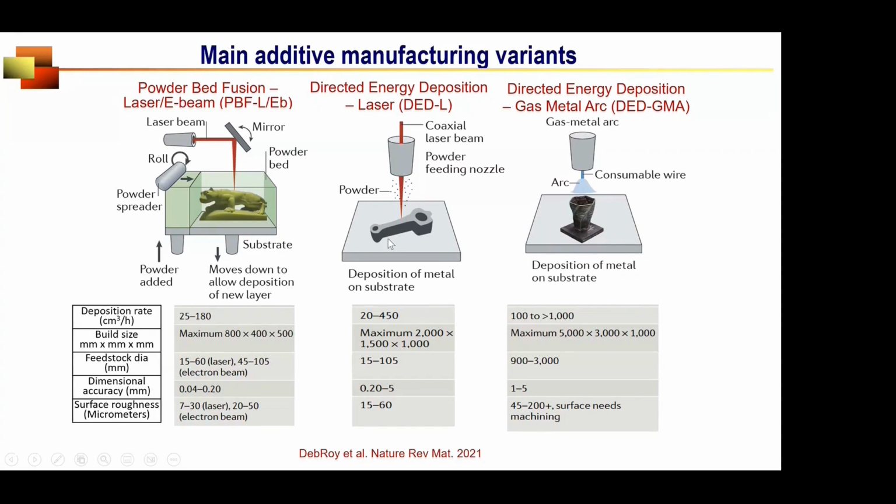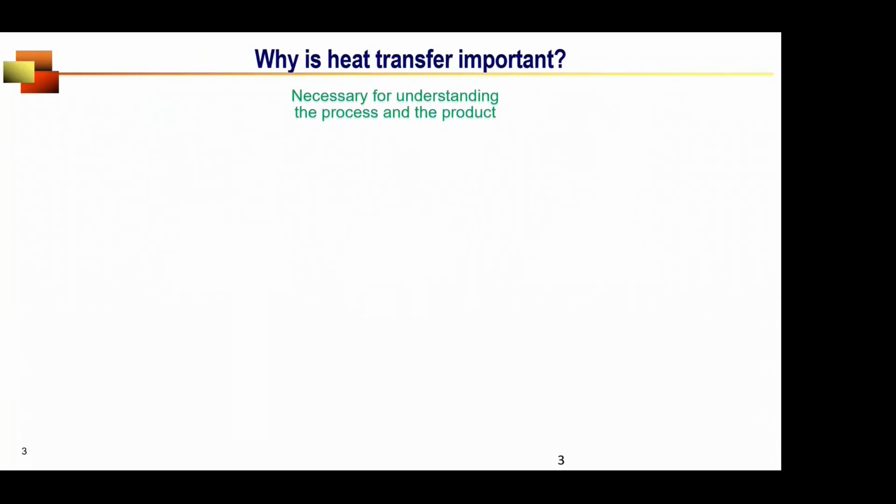In terms of the dimensional accuracy and also the surface roughness, we have the best control in the powder bed fusion where the deposition rate is the lowest. And very often the directed energy deposition gas metal arc process requires post-processing and machining for the surface roughness and the dimensions of the product. So why is the heat transfer important? In short, it is necessary for understanding the process as well as the product that we make.